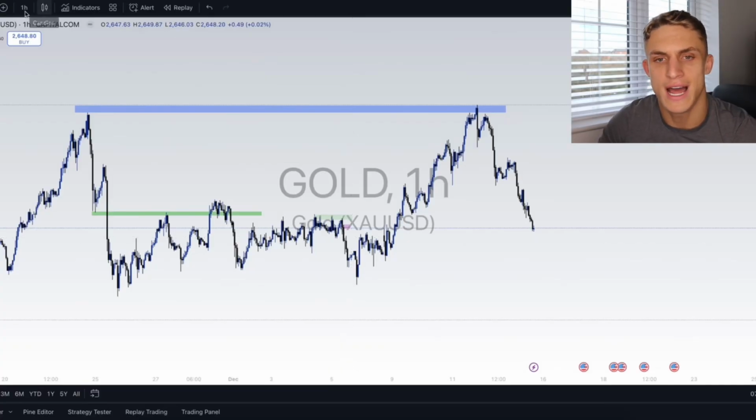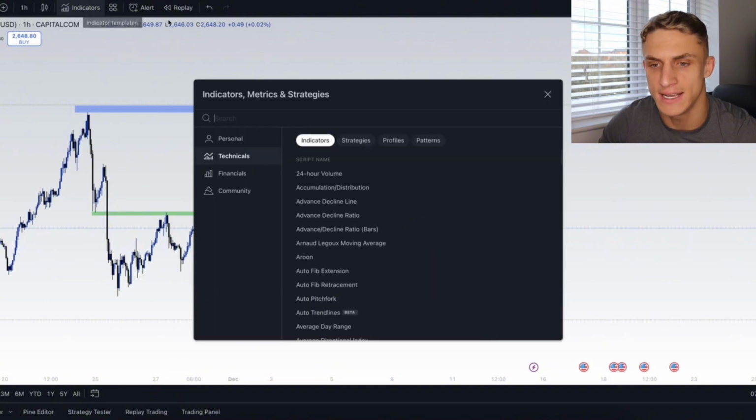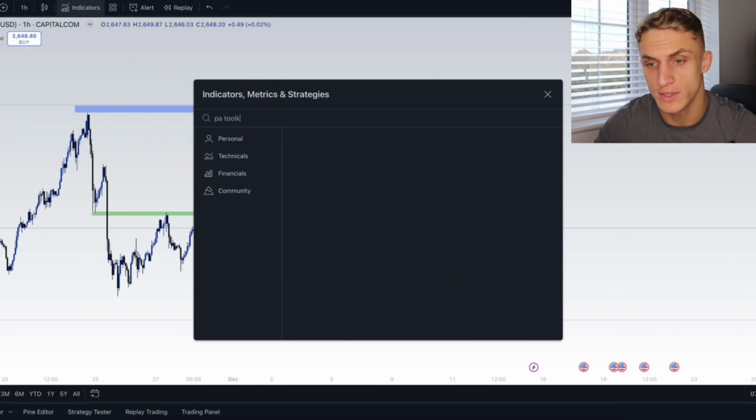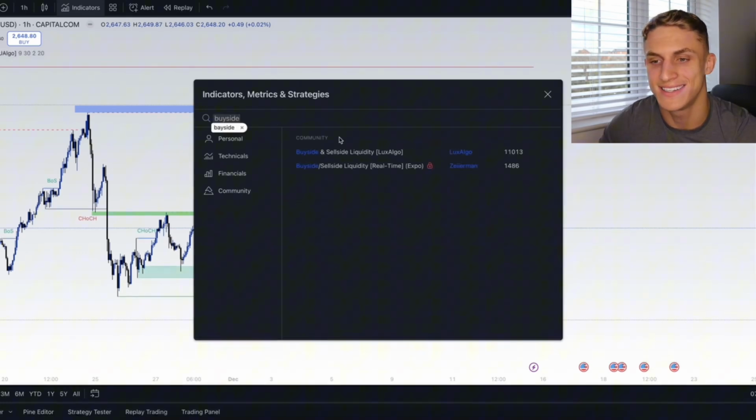I'll not waffle anymore. What I want to do straight away is get onto TradingView. So I've hopped onto TradingView.com. Now the first thing I want to do is get some indicators. I only use 2 indicators, but these are really good. First one is PA Toolkit Lite, and the second one is buy side and sell side liquidity.